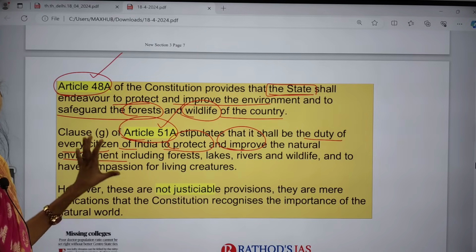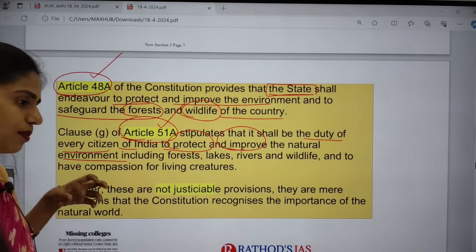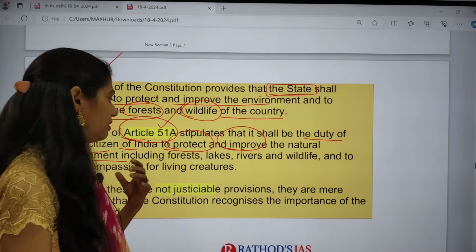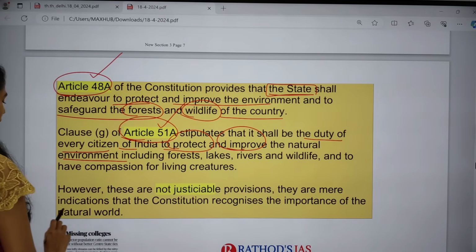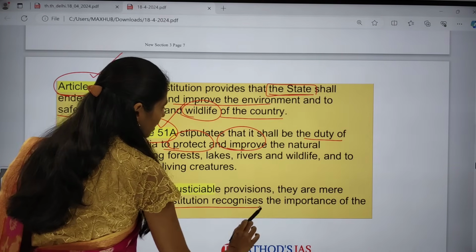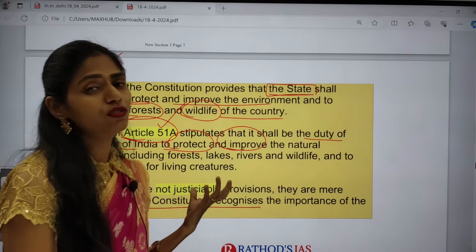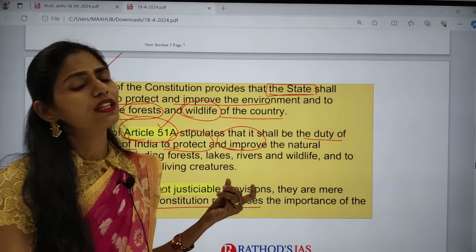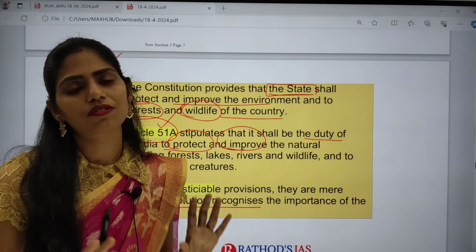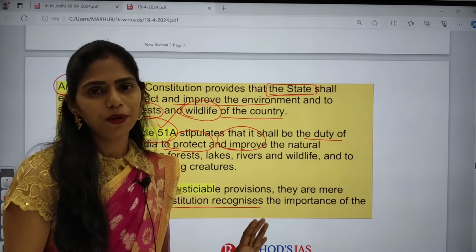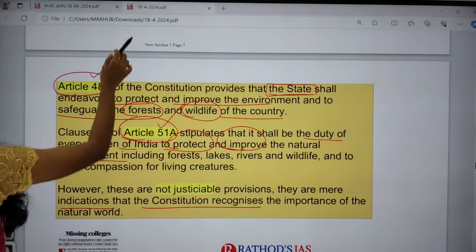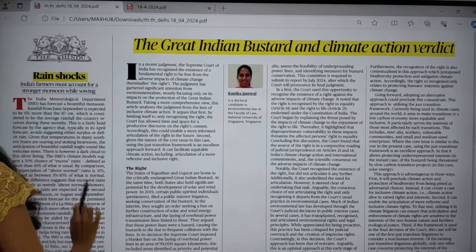And actually, the problem with these DPSP and fundamental duties is that they are not justifiable. They are mere indications that the Constitution recognizes the importance of the natural world. Because of this importance, they are present in our Constitution, but they are not justifiable in nature. So it is very important. And now let us see the next article.